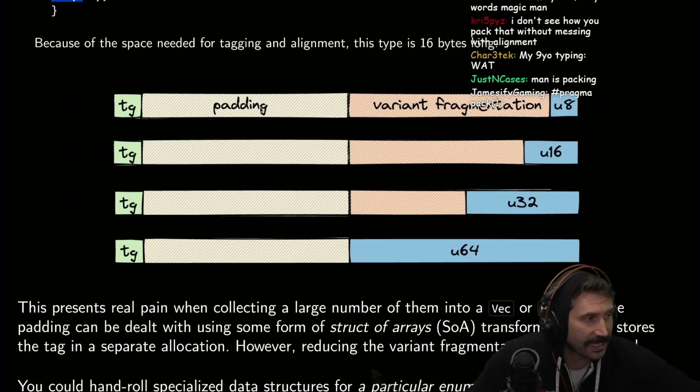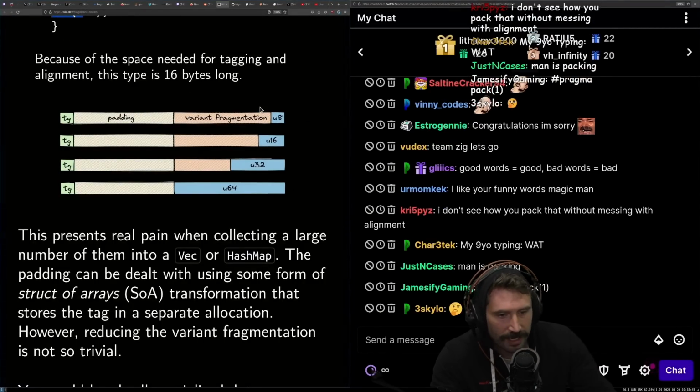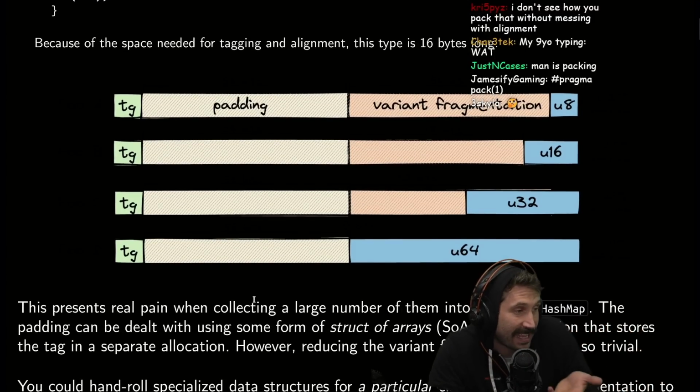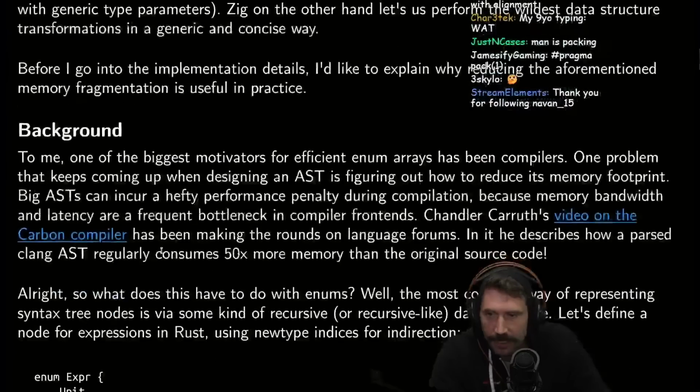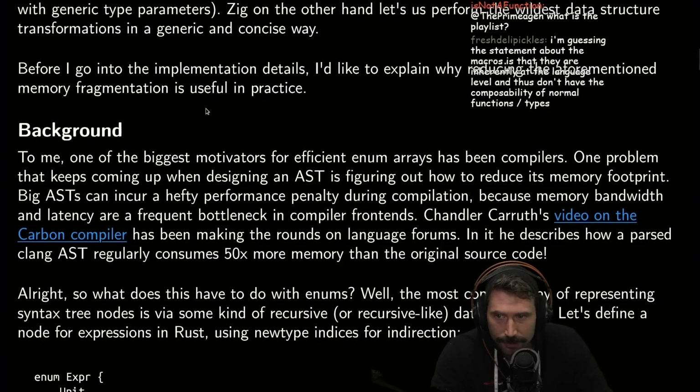So I get the argument. You want a tight structure. You want to pack it. You want to pack it tight. But that's the problem about unions. They need the space. They have to have the space because you have to be able to lay out memory in a certain way. Let's see, before I go to the implementation details, I'd like to explain why reducing the aforementioned memory fragmentation is useful in practice.